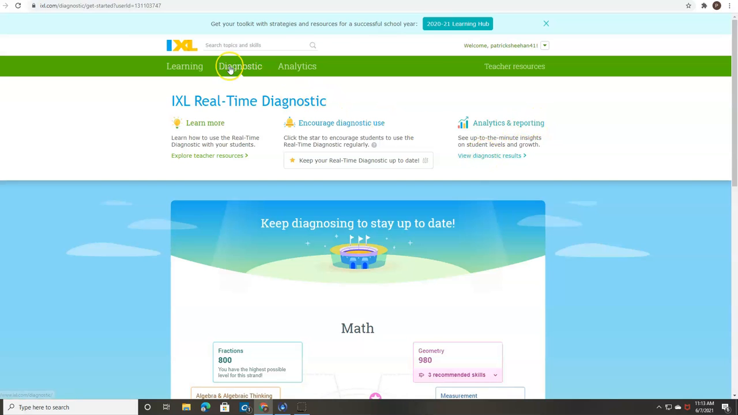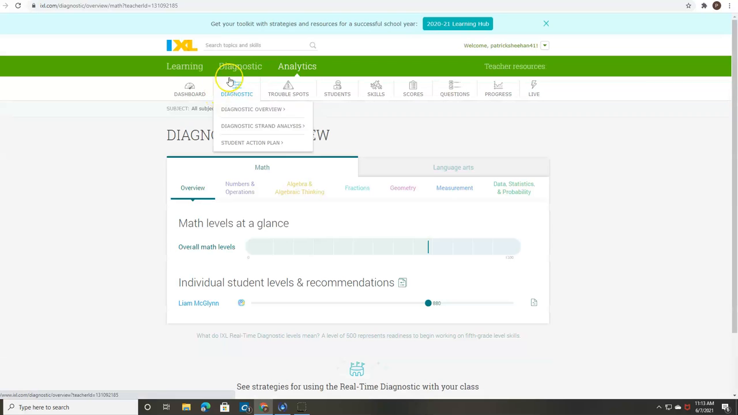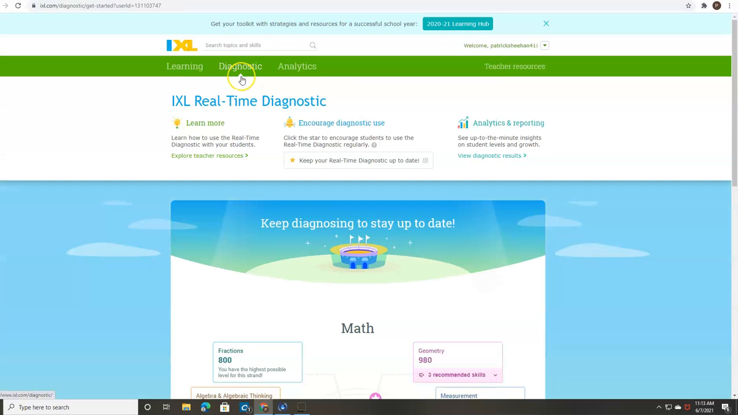Now remember, I started in diagnostic. I already did these two. I'm now at analytics and reporting. I click on view diagnostic results. Notice my little arrow went from diagnostic right to analytics. Let me click on diagnostic again to show you. Okay, my arrow's under diagnostic. If I were to click on this, it's going to take me to analytics.